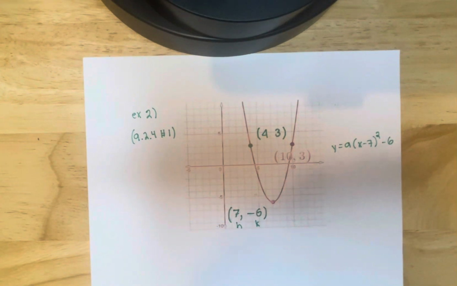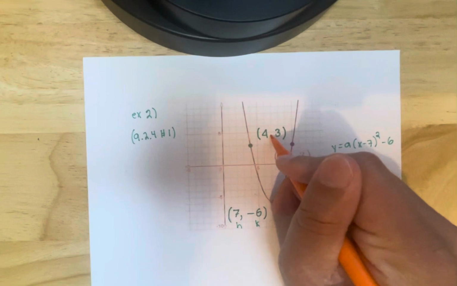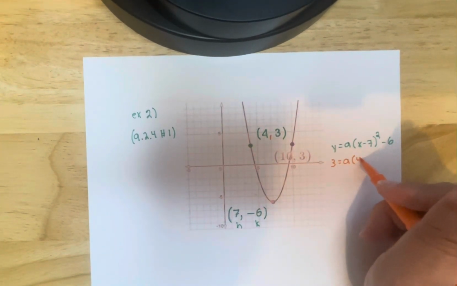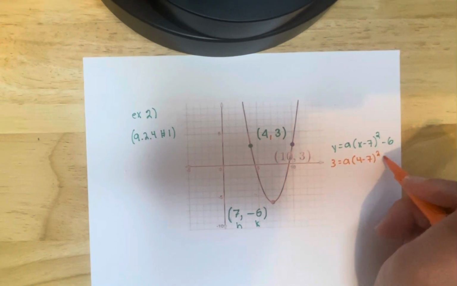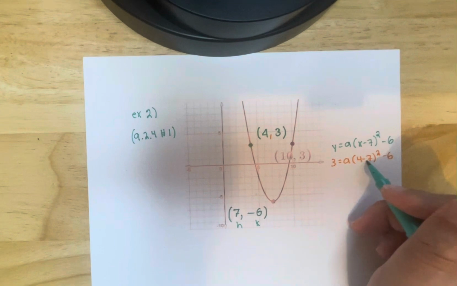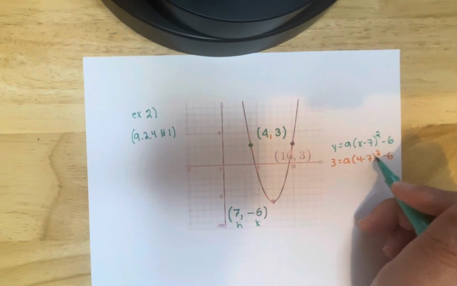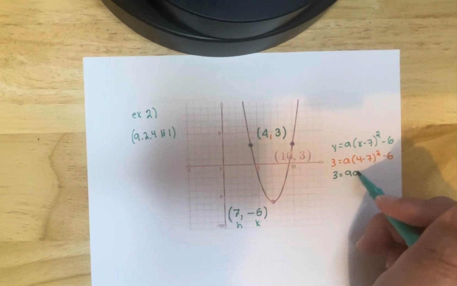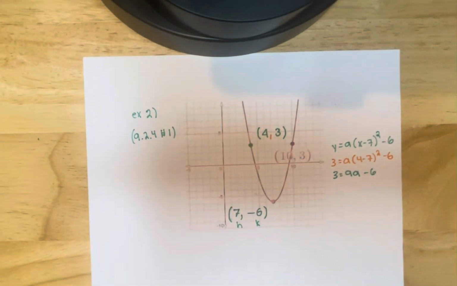But I do need a random point. My random point could be any point, but I'm going to pick 4, 3 because it is easier. I'm going to put 3 where the y is. So 3 is going to be a times 4 minus 7, power of 2, minus 6. My next step is to solve for a. 4 minus 7 is negative 3, squared, which is 9. I don't want it behind the a, so I'm going to write this as 3 is equal to 9a minus 6. From here, it's a basic algebra problem.